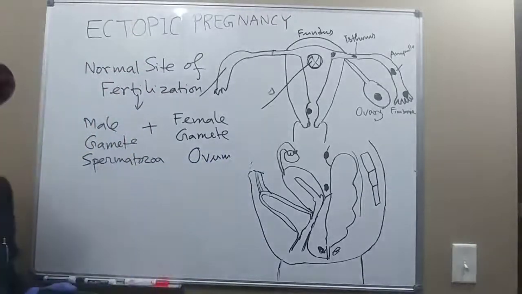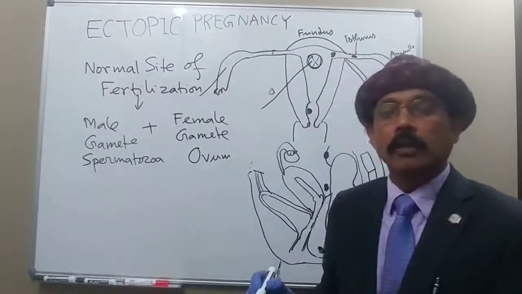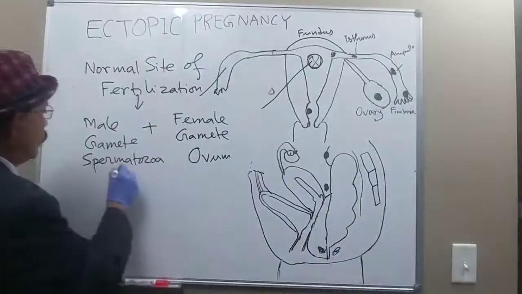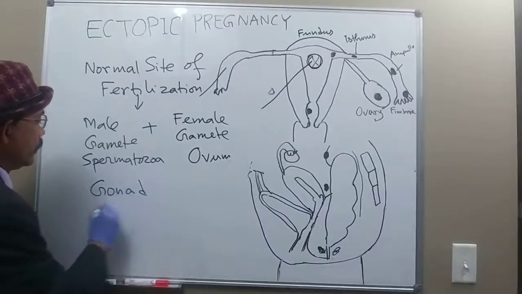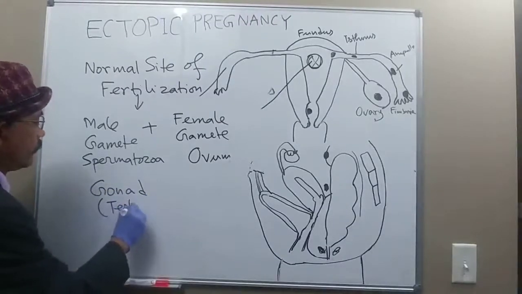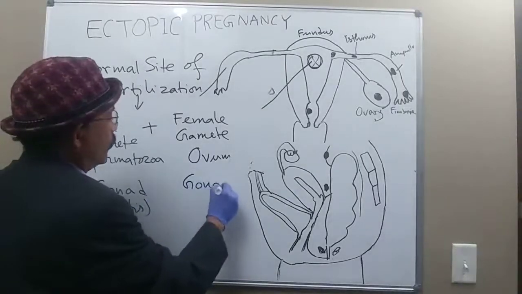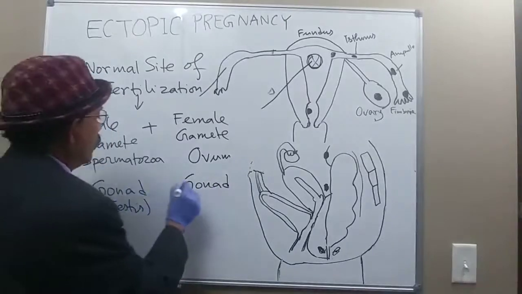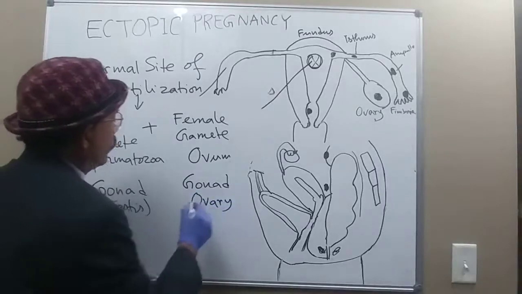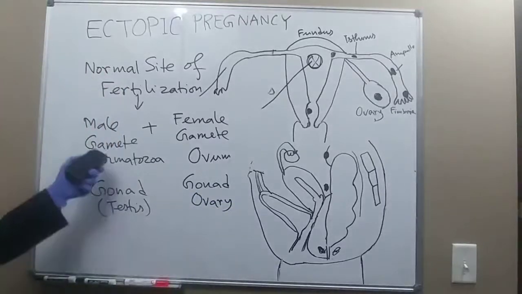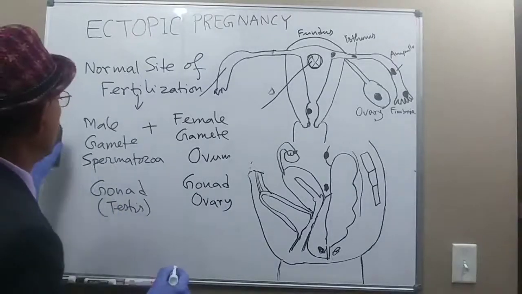These gametes come out of the gonads. So the gonad produces the gamete. The spermatozoa come from which gonad? The male gonad, that is the testis. The ovum comes from the female gonad, the ovary. Okay, we got the gonad, we got the gamete, then they will unite together, then we'll get fertilization.